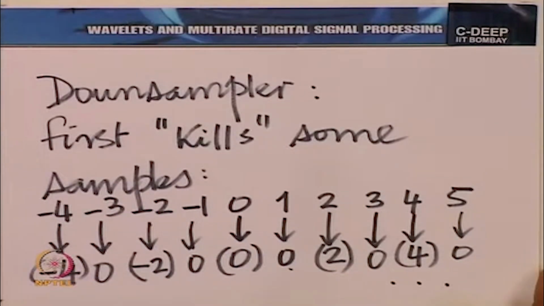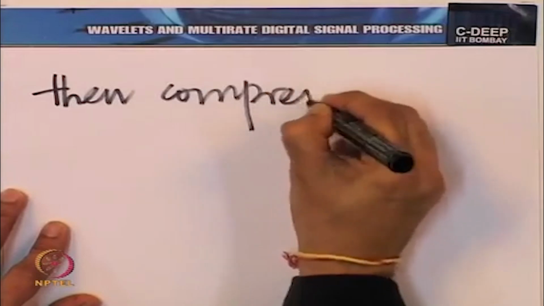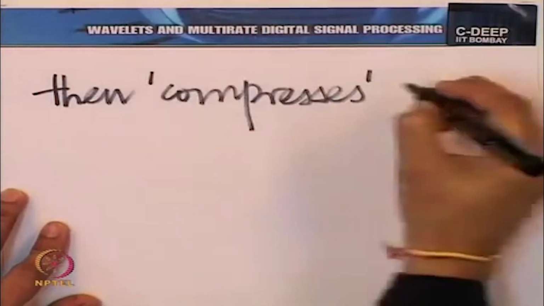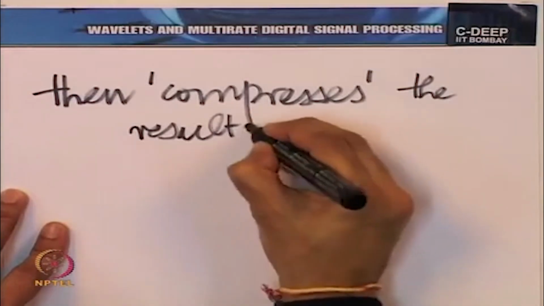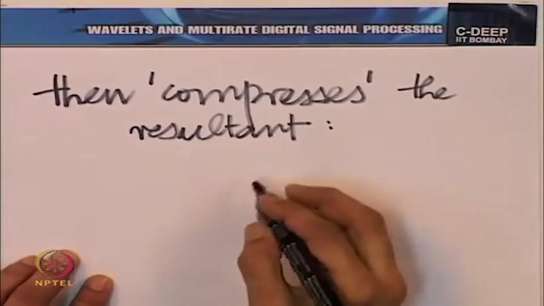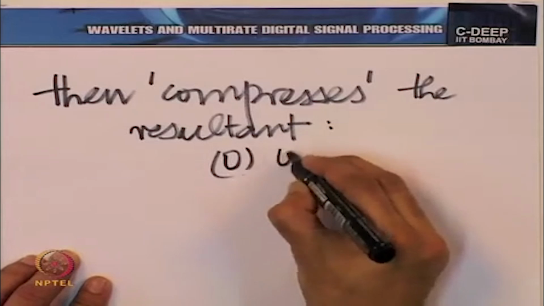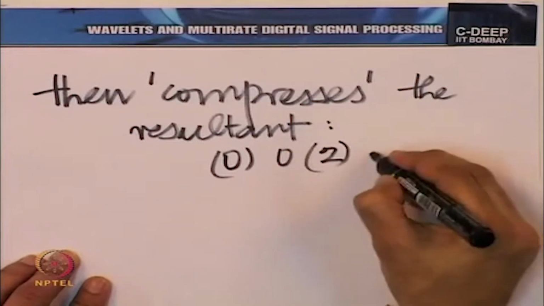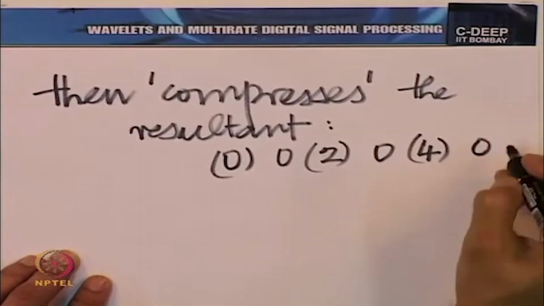The second step is to compress. So, it first kills some samples, then compresses the resultant. So, you have 0 where it was, then a 0, 2 where it was, and then a 0, 4 where it was, and then a 0 and so on and so forth here.